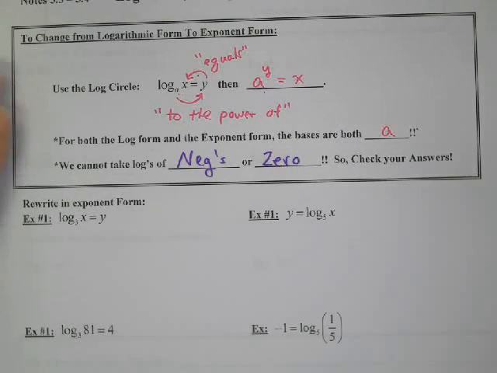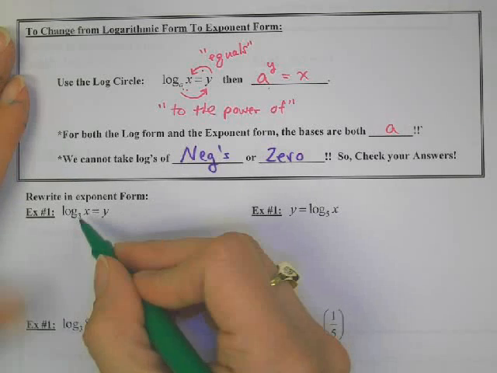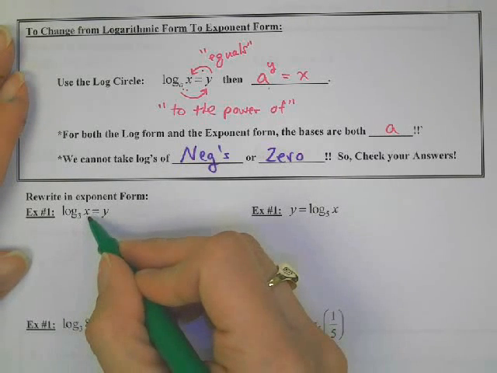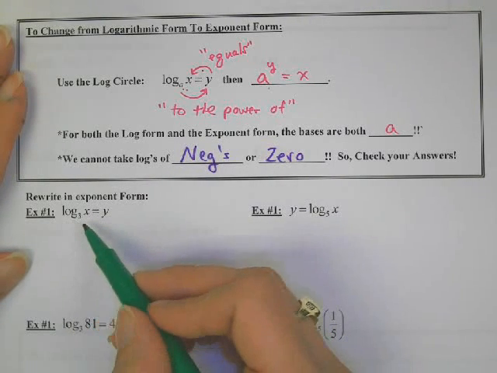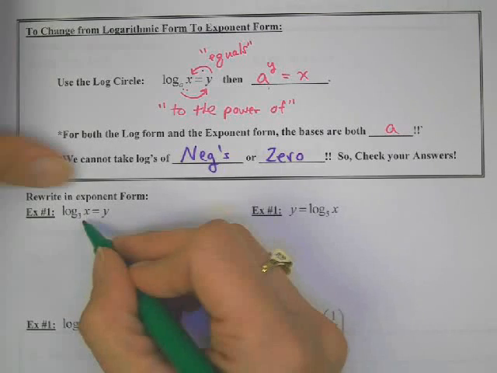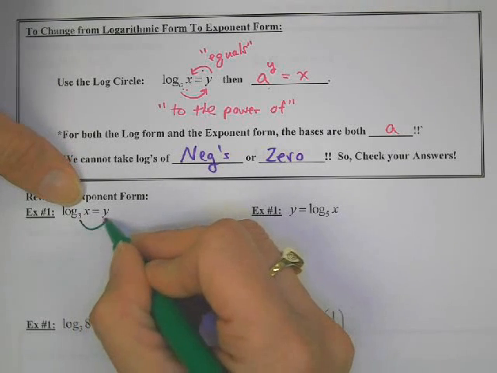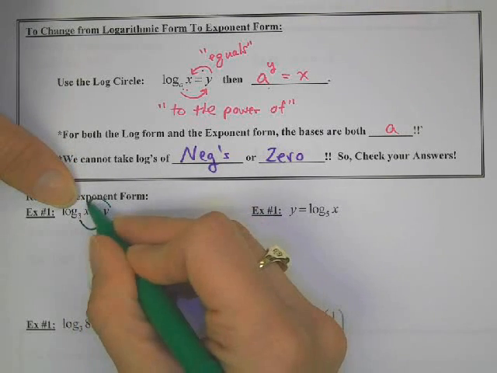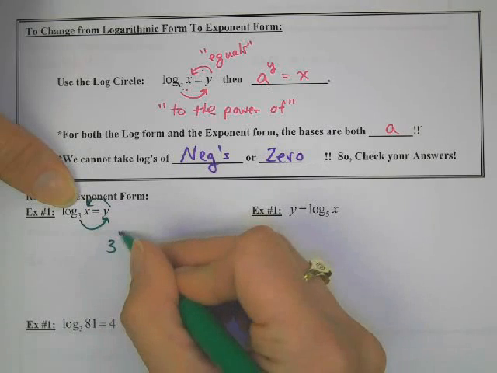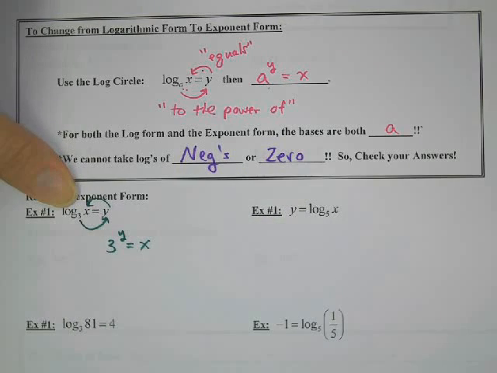All right, let's practice writing these in exponent form. So we're going to do the log circle. Let's start with the base. Log base 3 of x. You can't say log of 3 of x. There's too many ofs. 3 to the power of y equals x. Okay, good job. Your first log circle.